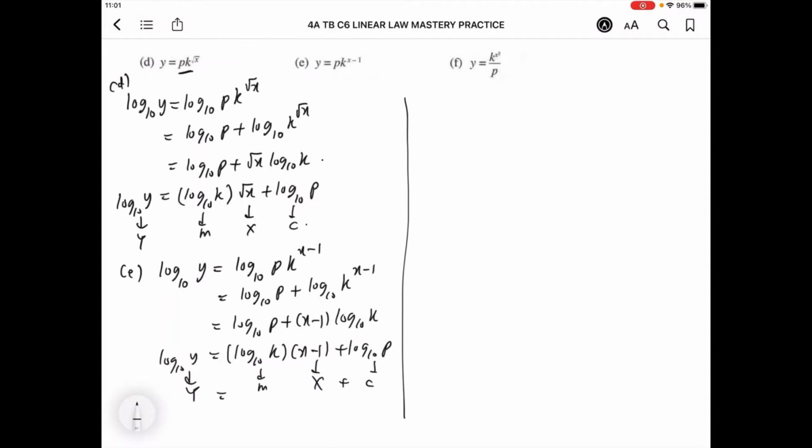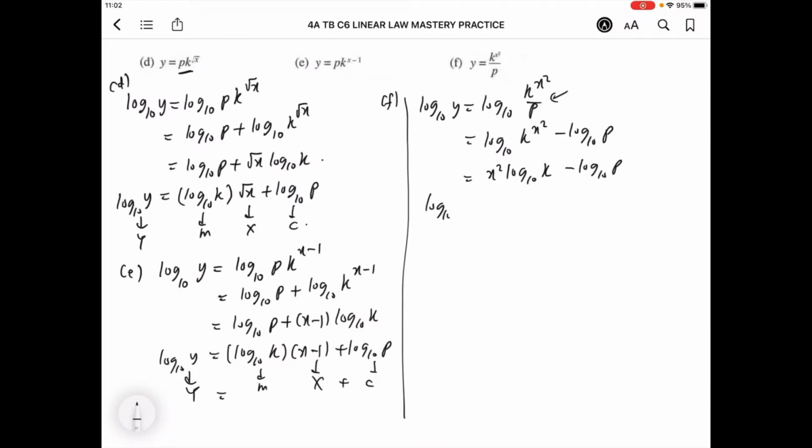Let's move on to part F. Part F, we introduce log on both sides of the equation. There's a k with the power x squared over p. I think the big difference is this is a divide. When you break it up, it's a minus here. So you break up to minus log base 10p, and the power x squared you can bring in front just like the earlier two. And remember to rearrange it. Let's put log 10k in front, x squared at the back. So this is your big Y now, this is your gradient, this is your x, and this is your c.